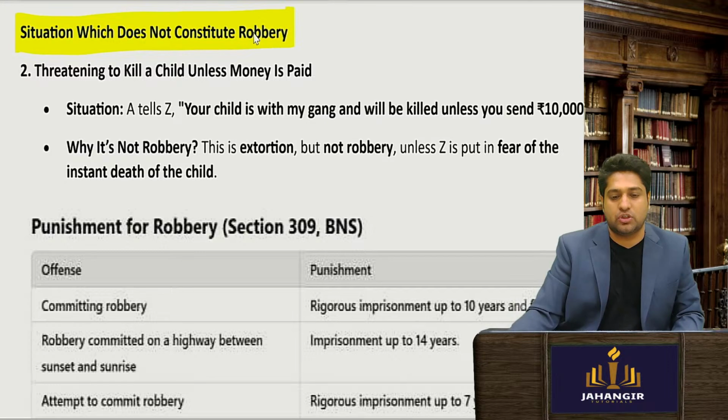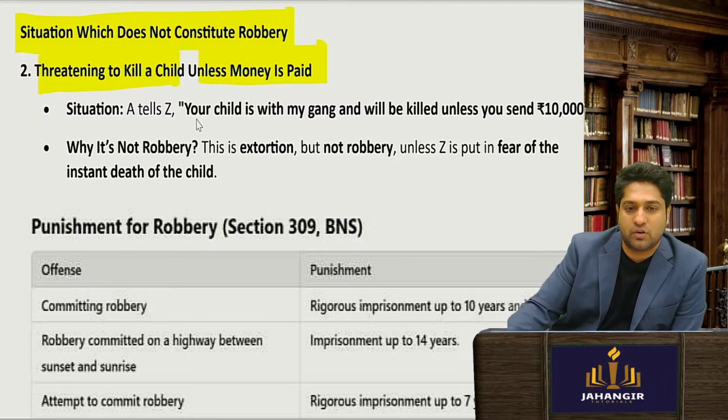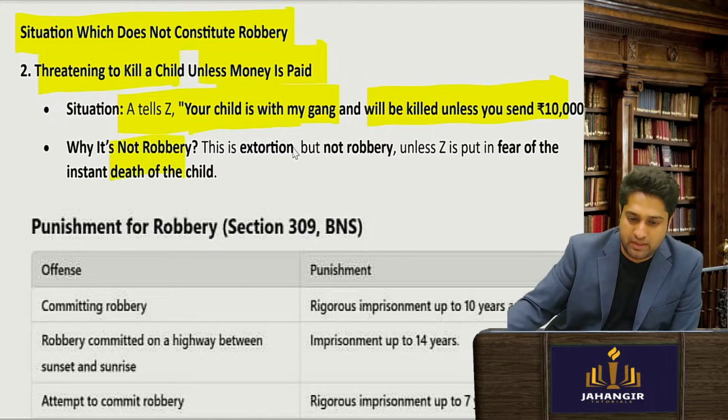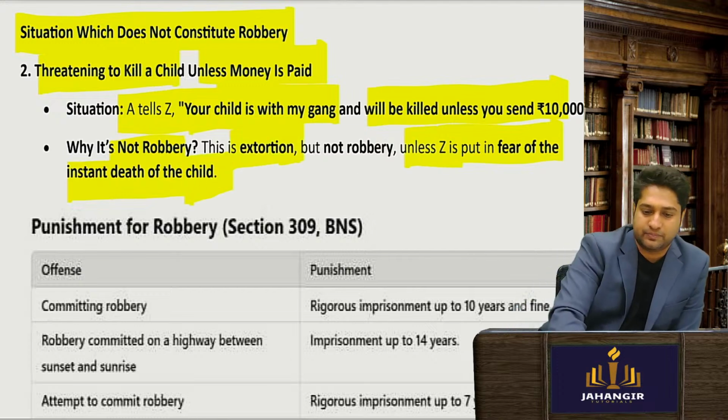Situation 2, where he does not commit robbery: threatening to kill a child unless money is paid. Now your child, A tells Z that your child is with my gang and will be killed unless you pay 10,000. Why is it not robbery? Because obviously it puts Z in fear of the instant death of the child, which is extortion, since the child is not present before Z. So let's see what it is.